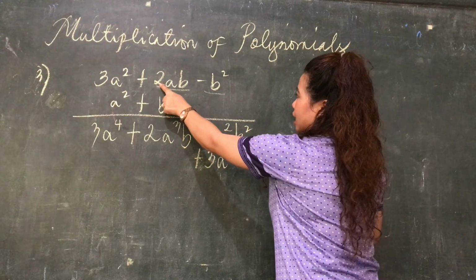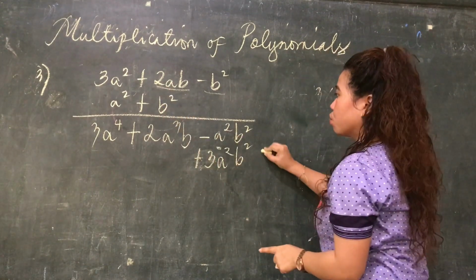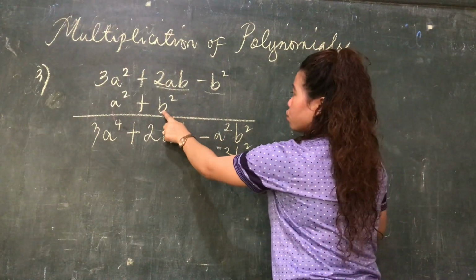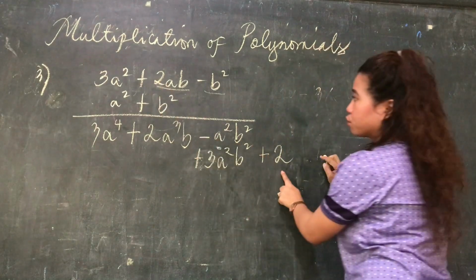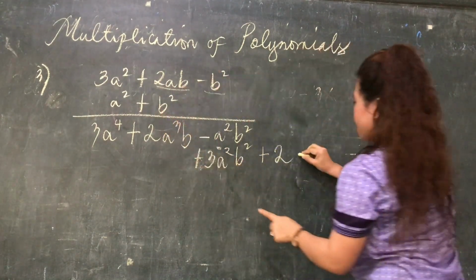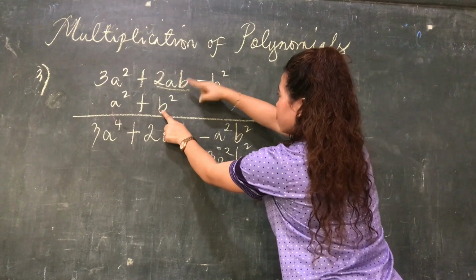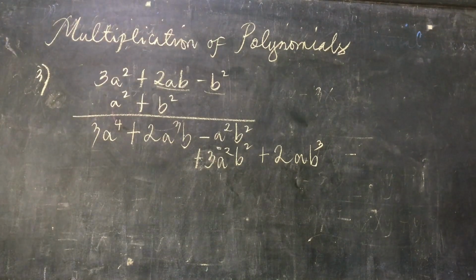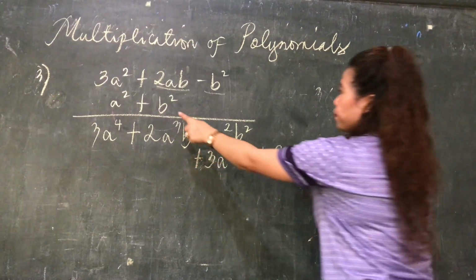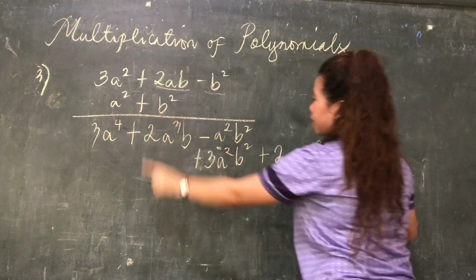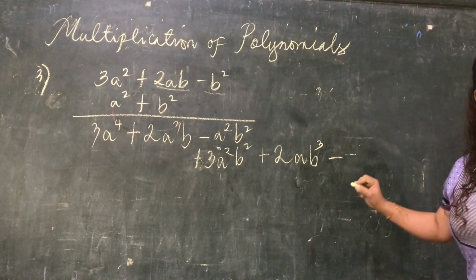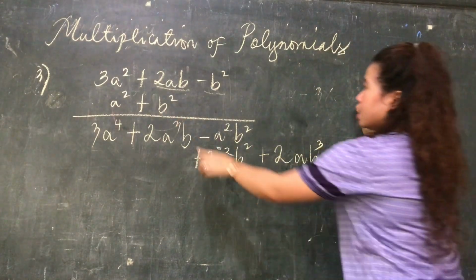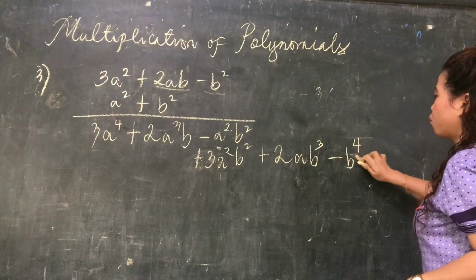b squared times 2ab. Copy 2. Plus 2, since there is an invisible 1: 1 times 2, you have 2. And then copy a first. Then b: two b's, write only one, and 2 plus 1, you have 3. And then the last term, negative times positive, the answer is negative. Two b's, write only one b, 2 plus 2, you have 4.